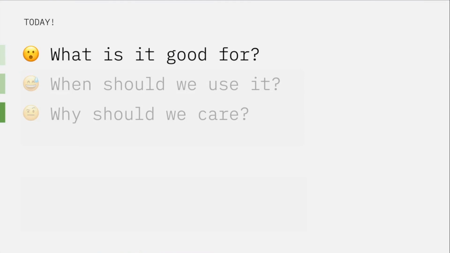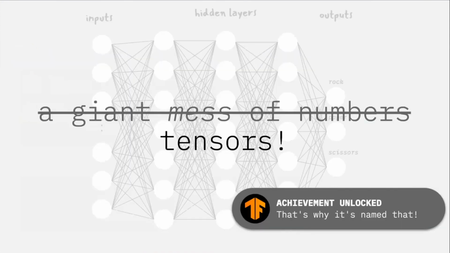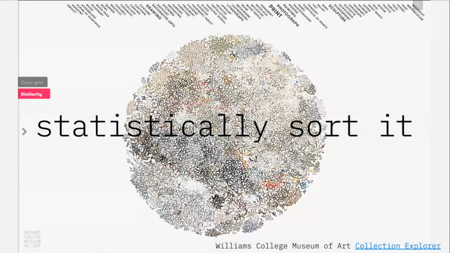And so first of all, when we're thinking about what is it good for, it's good to think of how machine learning models work. And remember, they're statistical models. So they're taking a giant mess of numbers, those tensors worth of data, and they're statistically sorting it.